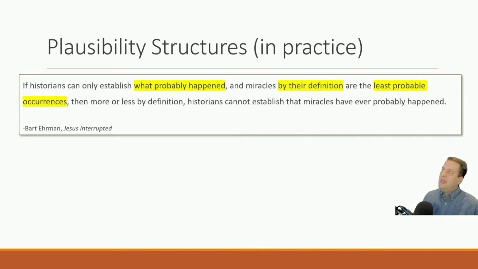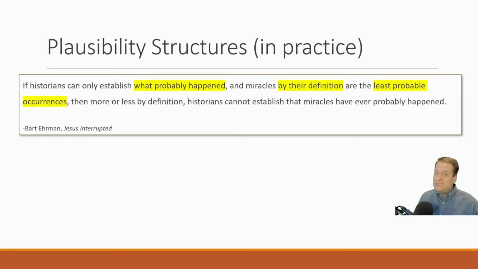He says, "If historians can only establish what probably happened, and miracles, by their definition, are the least probable occurrences, then more or less by definition, historians cannot establish that miracles have ever probably happened."